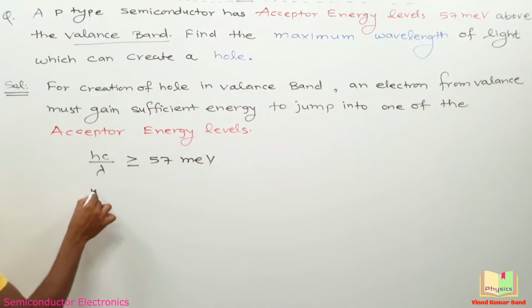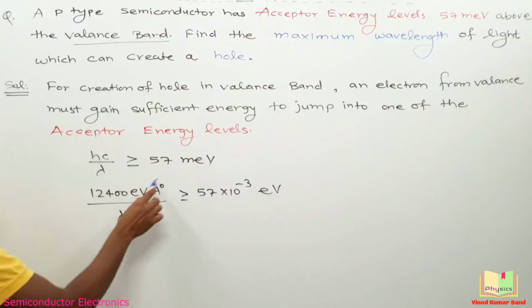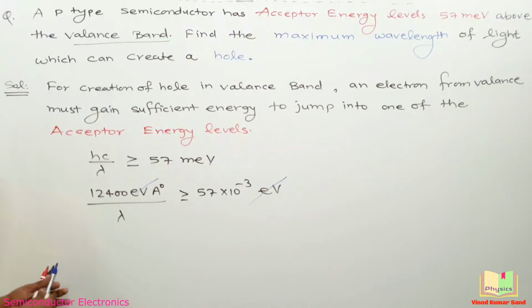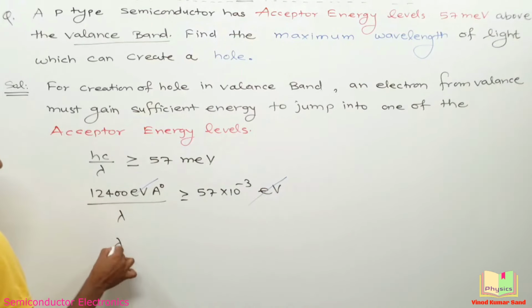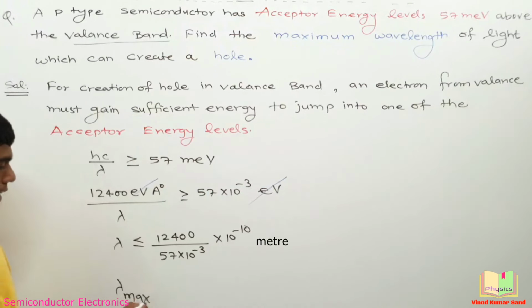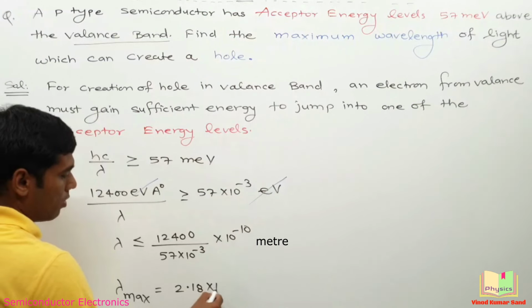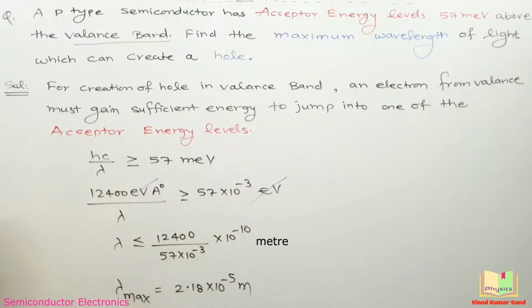Let us put up the values. The unit electron volt is getting cancelled out here. Our target is the lambda. This will give you the lambda maximum is equal to 2.18 into 10 to power minus 5 meter.